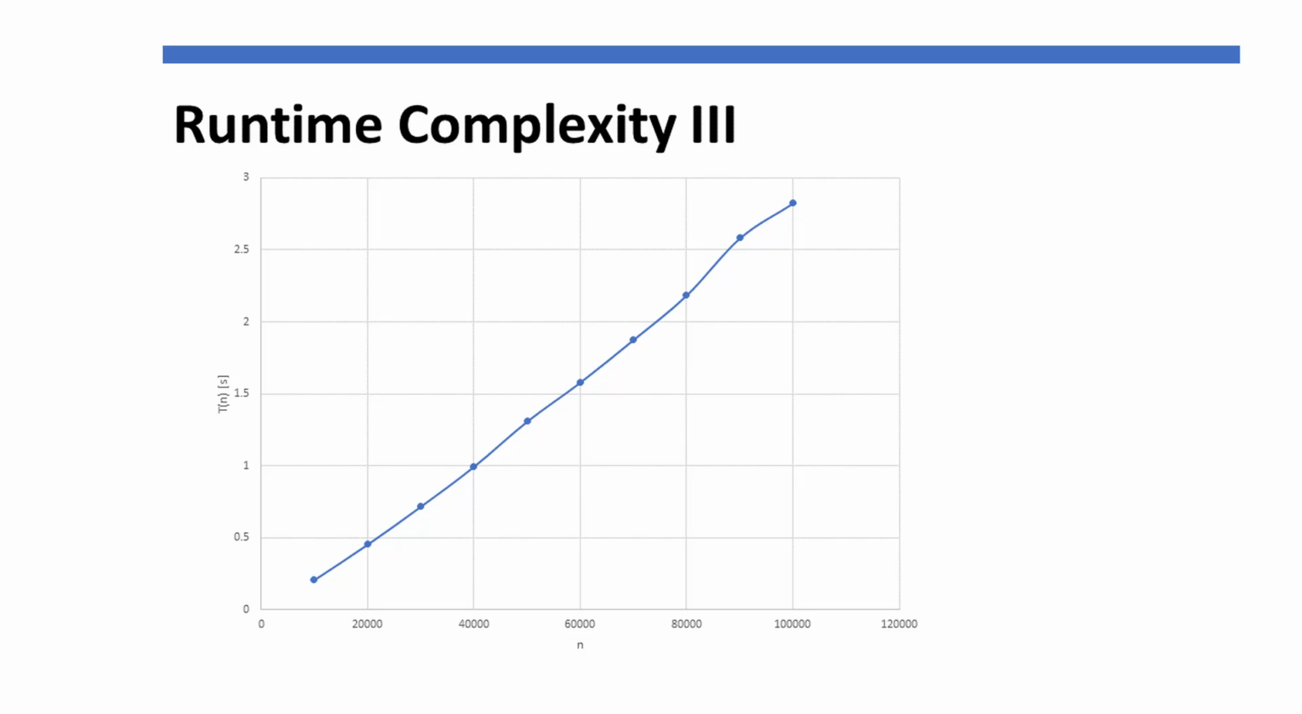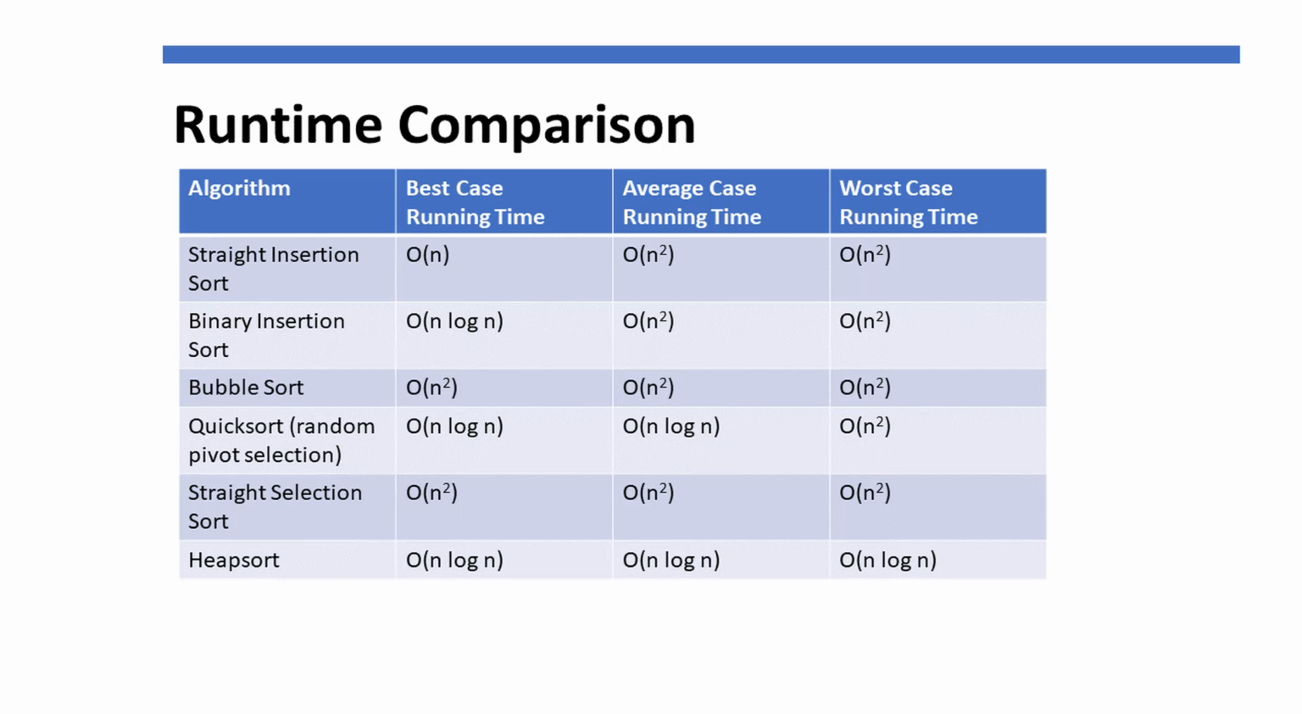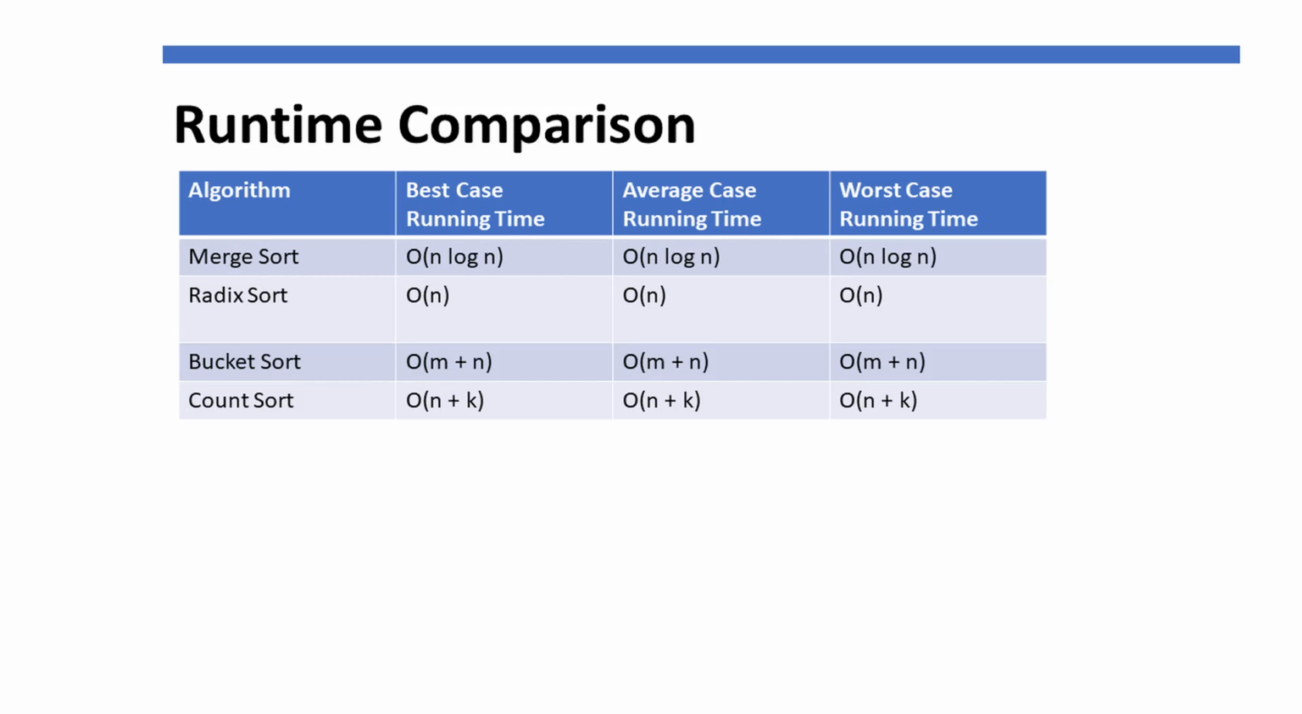Let's look at the runtime complexity for several different sorting algorithms. The straight insertion sort, binary insertion sort, bubble sort, quicksort, and straight selection sort, as well as the heap sort, do not require any additional auxiliary memory. The merge sort, radix sort, bucket sort, and count sort have comparable or better runtimes than the heap sort. However, auxiliary memory is required when these algorithms are implemented.